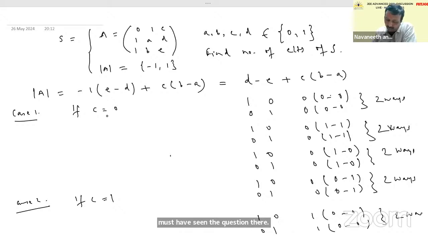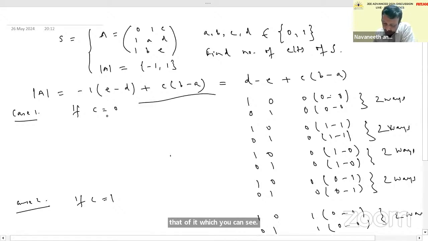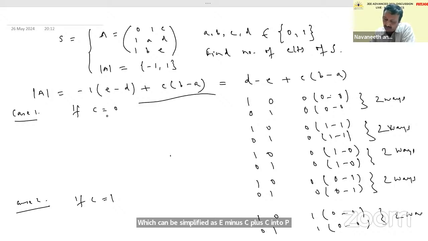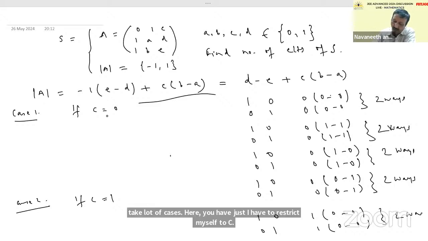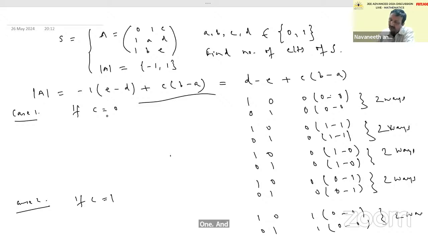So first I'm finding det of A, which I've written there already. That is -A(E minus D) plus C(B minus E), which can be simplified as B minus E plus C into B minus E. And this idea in this step, taking C common, will simplify the whole process, and you will be able to do it quite easily. Because if you multiply out CB minus CA, then you have to take a lot of cases. Here I just have to restrict myself to C only. And C will have two cases: one is C is 0, another is C is 1.